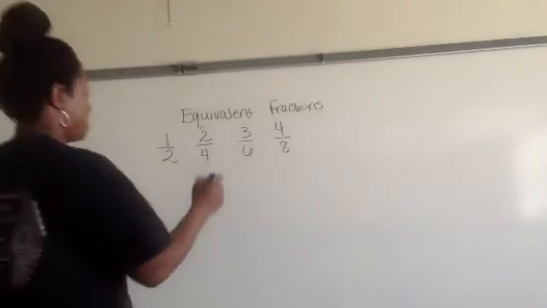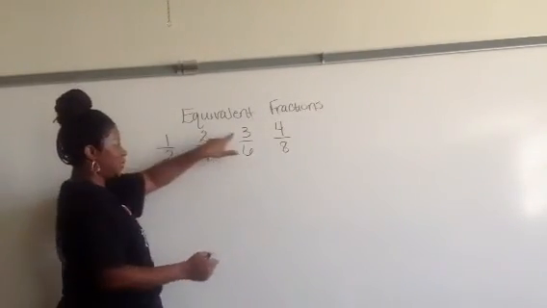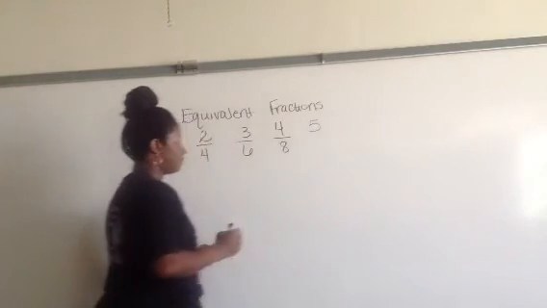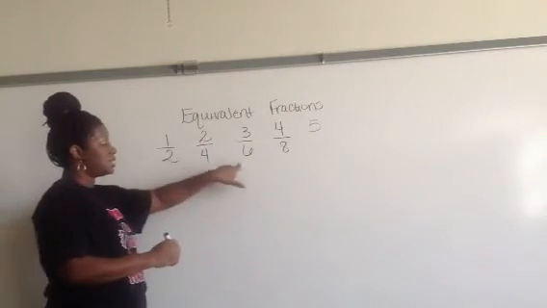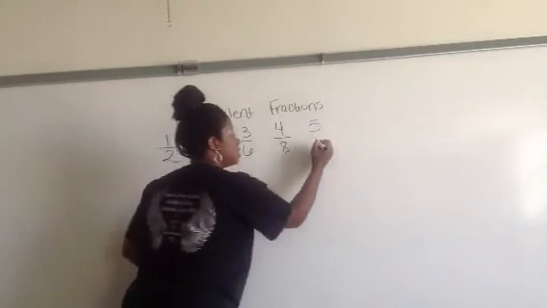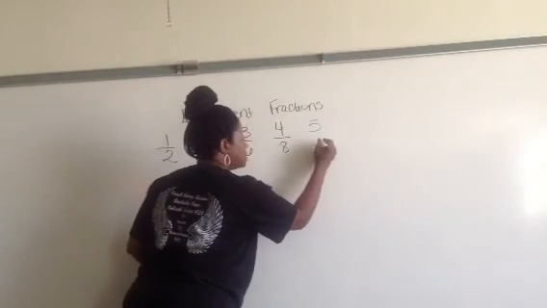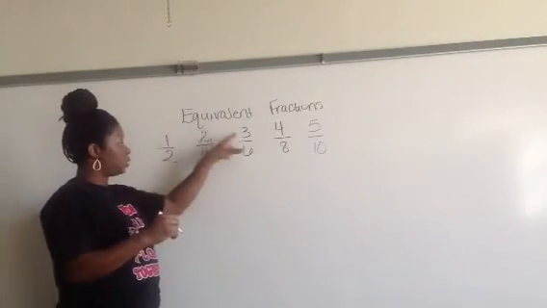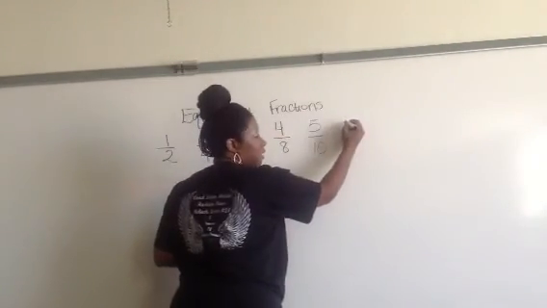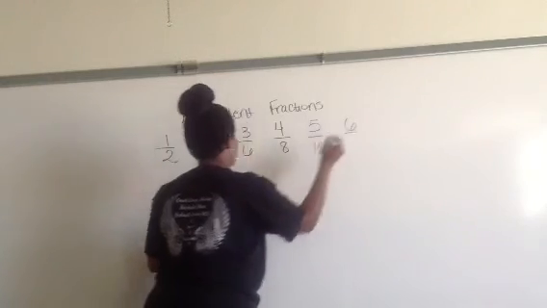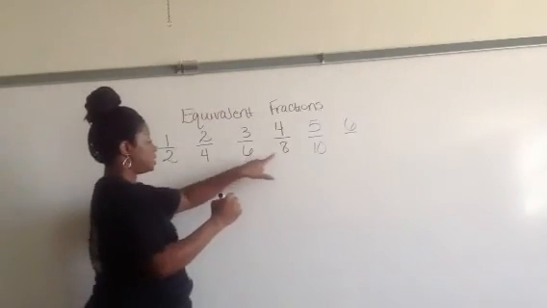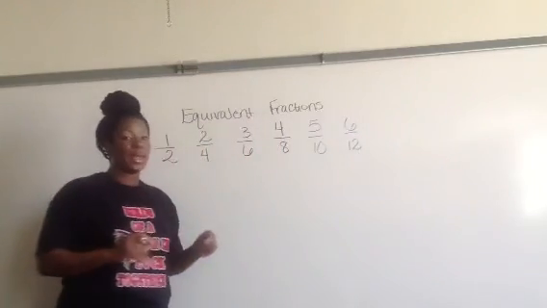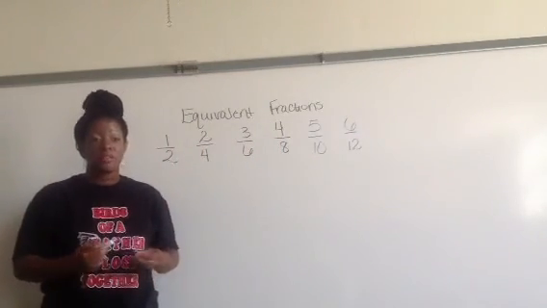Okay, got a marker. All right, so we've got 1, 2, 3, 4, and 5. 2, 4, 6, 8, and 10. We could also keep going. 1, 2, 3, 4, 5, and that's right, 6. 2, 4, 6, 8, 10, and 12. So there we go. We've made some additional equivalent fractions.